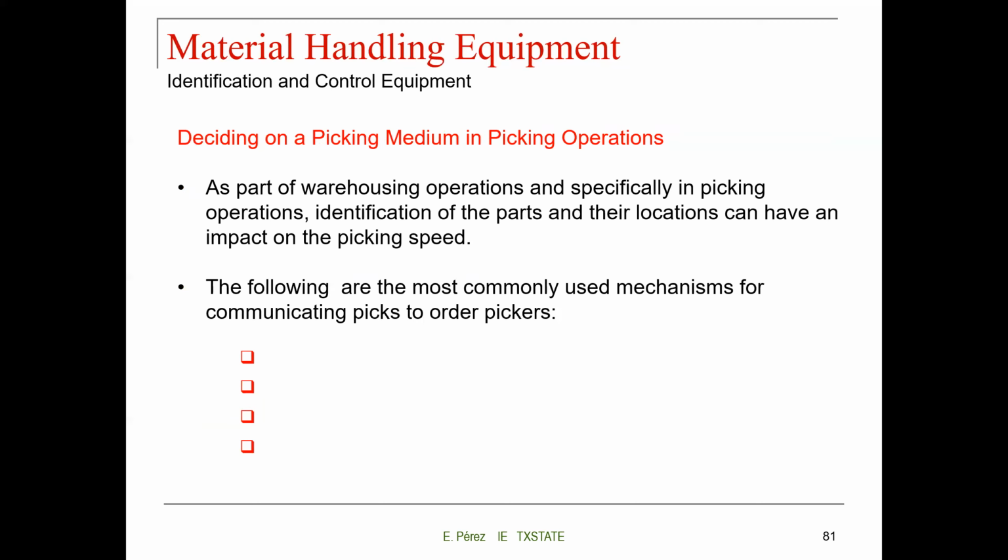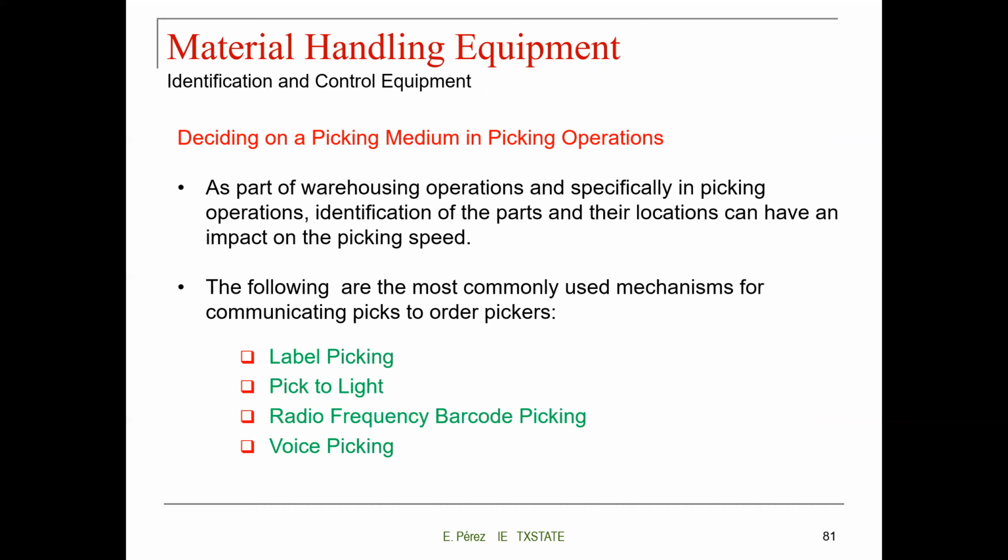Deciding on a picking medium in picking operations. As part of warehousing operations, and specifically in picking operations, identification of the parts and their locations can have an impact on the picking speed. The following are the most commonly used mechanisms for communicating picks to order pickers: label picking, pick to light, radio frequency barcode picking, and voice picking.